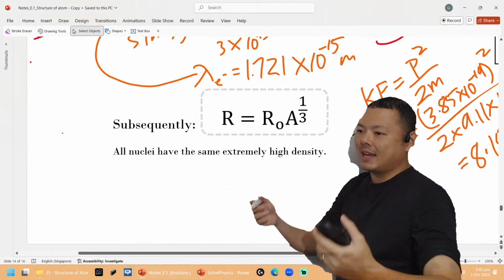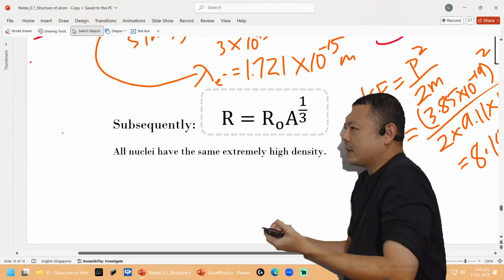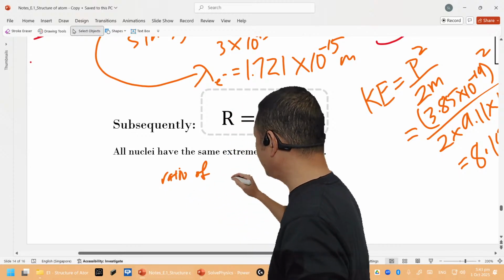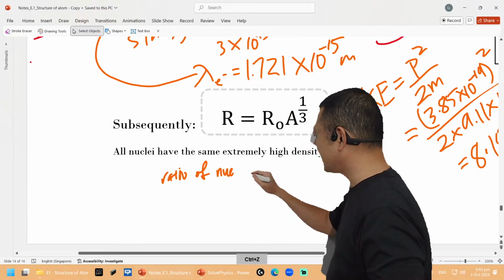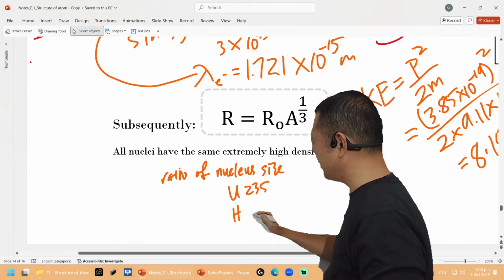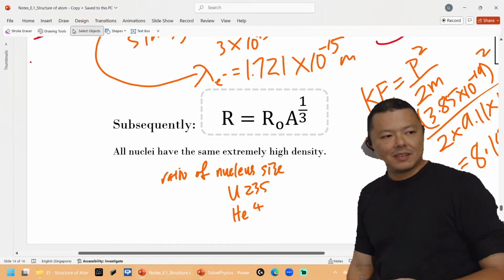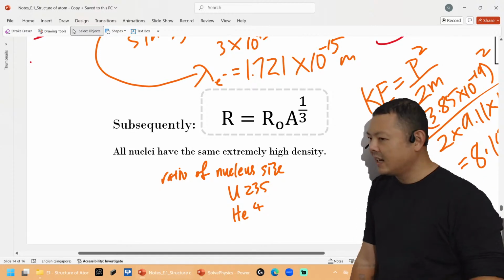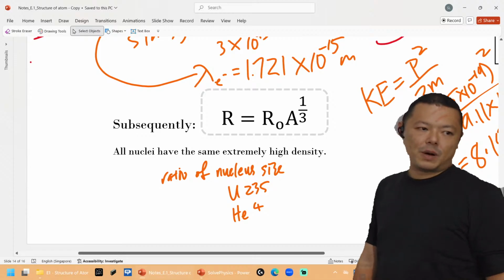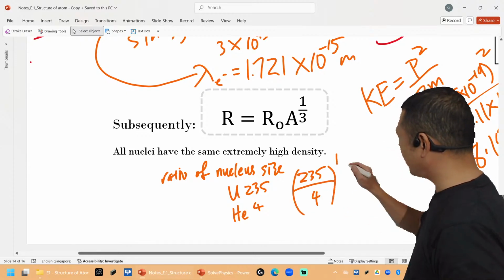Unless they ask you to estimate the size of nuclei, given a difference in the size of nuclei. Let's say, for example, I ask you, what's the ratio of nuclear size between uranium-235 and helium-4? What's the difference in their size? 235 over 4 to the power 1/3. Yeah, there you go. So the ratio of their size is 235 over 4, to the power 1/3, which is how much?